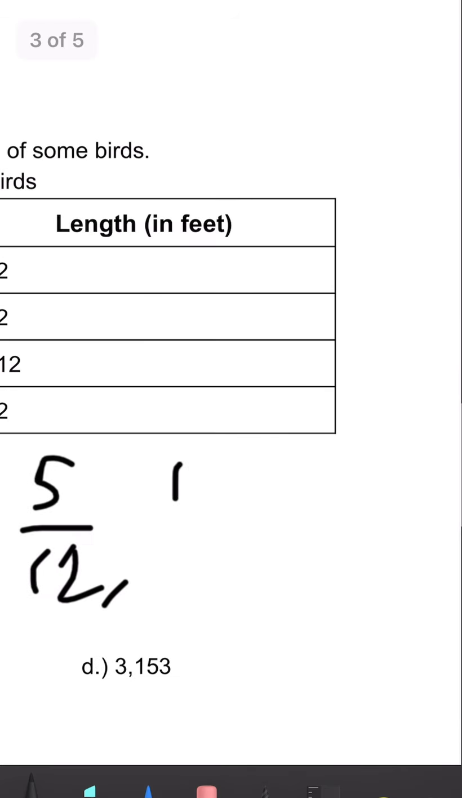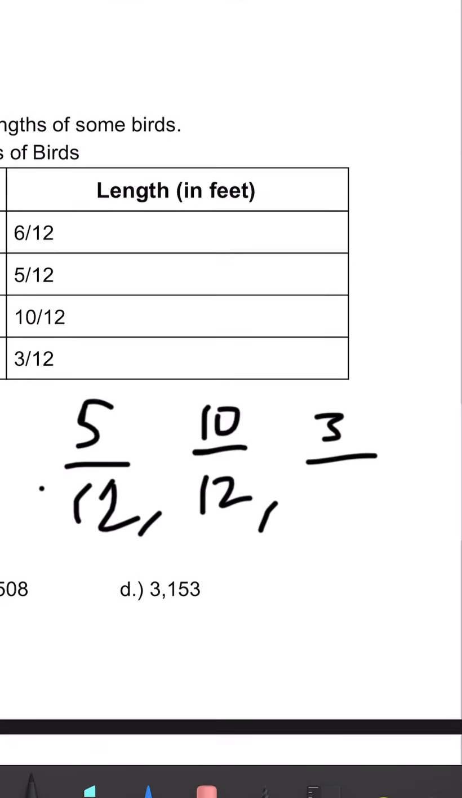Next, we'll do number 3. Mike made a table to compare the lengths of some birds. I'm going to write out the fractions down here so it's a little bit easier to see. And the last one is 3 over 12.